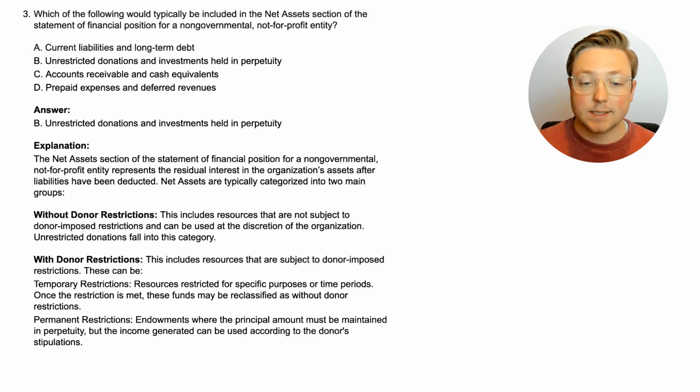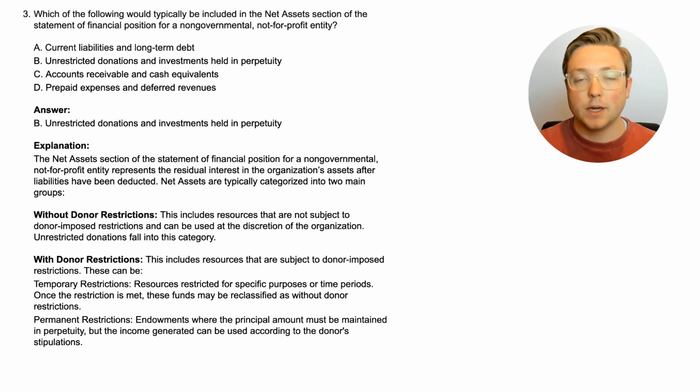The net assets section of the Statement of Financial Position for a non-governmental not-for-profit entity represents the residual interest in the organization's assets after liabilities have been deducted, and the net assets typically are categorized into two main groups. So these are the two main groups. First, there's without donor restrictions. This includes resources that are not subject to donor-imposed restrictions and can be used at the discretion of the organization. Unrestricted donations fall into this category.